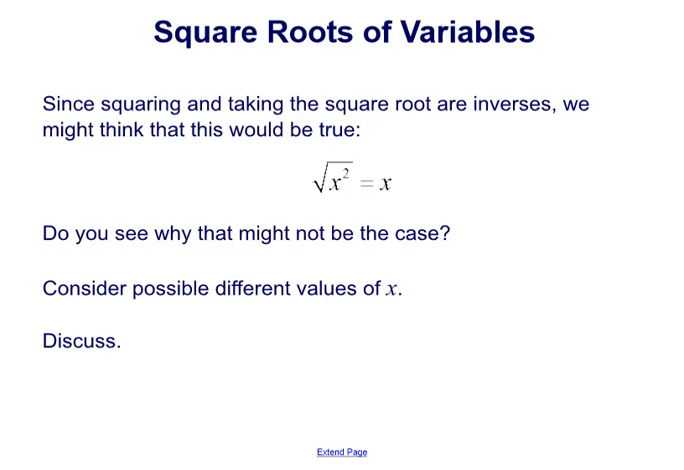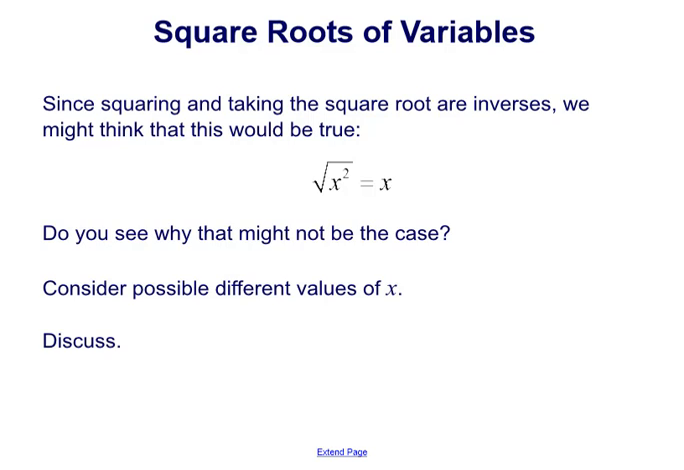Since squaring and taking the square root are inverses, we might think that this would be true, that the square root of x squared is equal to x. But do you see why that might not be the case? Consider possible different values of x and discuss it with a partner.